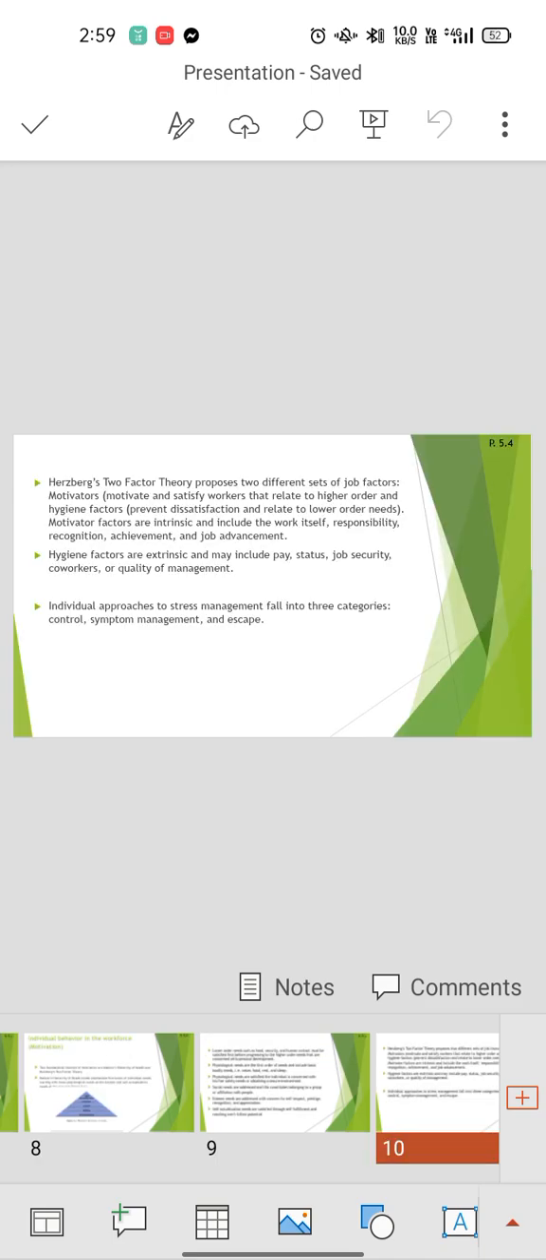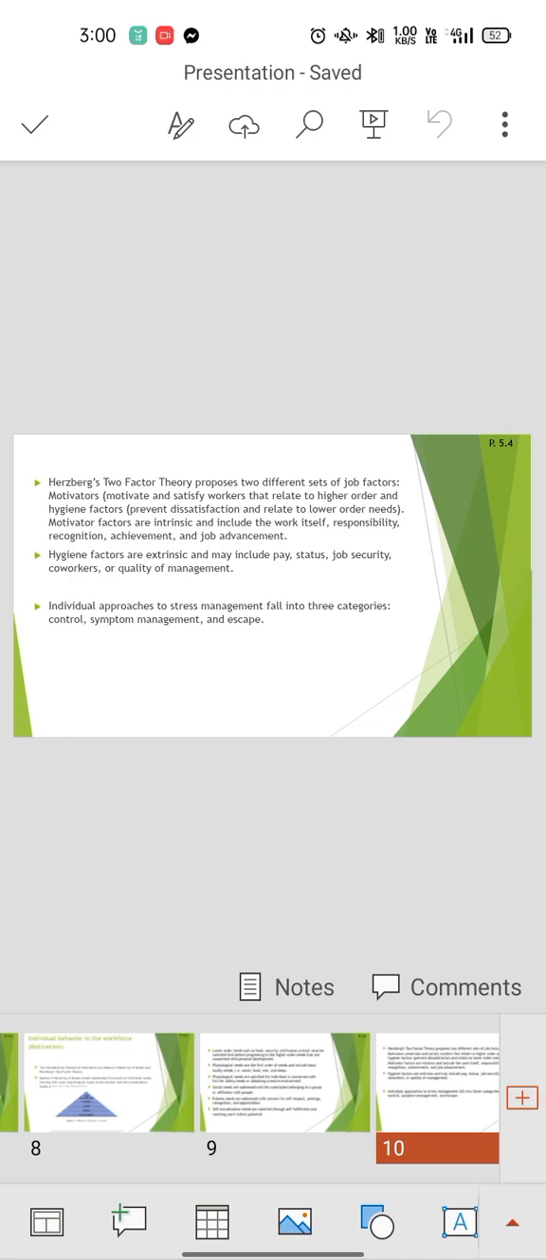Herzberg's two-factor theory proposes two different sets of job factors. First, motivators. Motivators motivate and satisfy workers and relate to higher order needs, and hygiene factors prevent dissatisfaction and relate to lower order needs. Motivator factors are intrinsic and include the work itself, responsibility, recognition, achievement, and job advancement. Hygiene factors are extrinsic and may include pay, status, job security, and coworkers or quality of management.